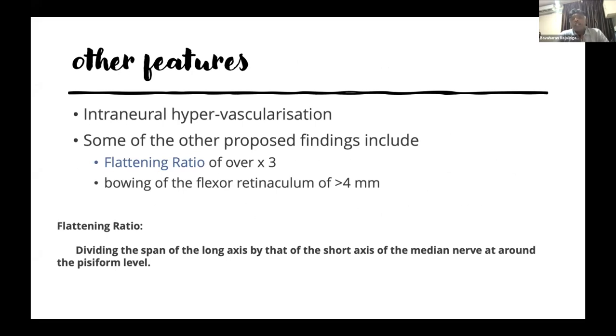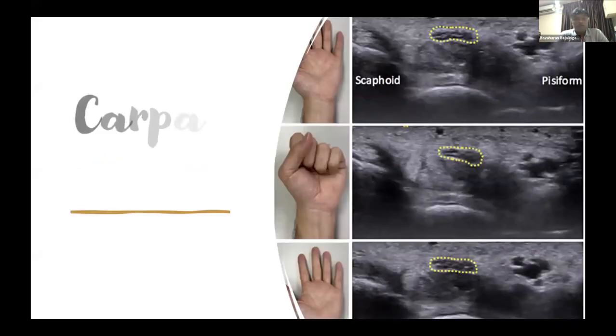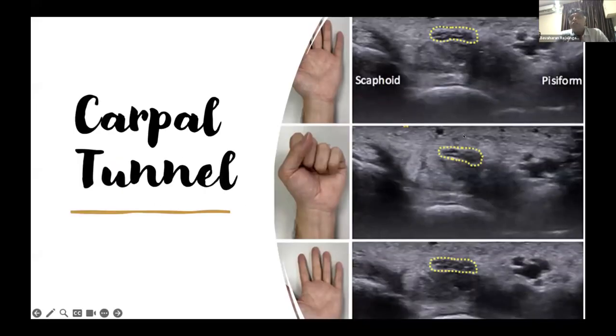There is also what we call a flattening ratio, where we take the short axis of the median nerve and divide it by the long axis of the median nerve. That is also one of the things. A carpal tunnel, generally, we evaluate as a dynamic study. You could see here the same nerve, same level, but it shows a very different shape. This is because of the flexion and extension. Because of the flexion and extension, the flexor muscles change in shape and elongate. That leads to slight compression and deviation of the median nerve, which is a normal phenomenon.